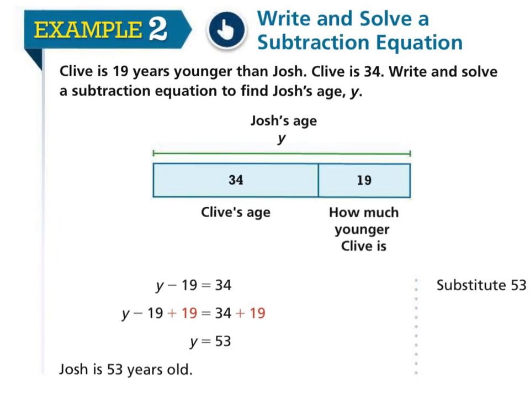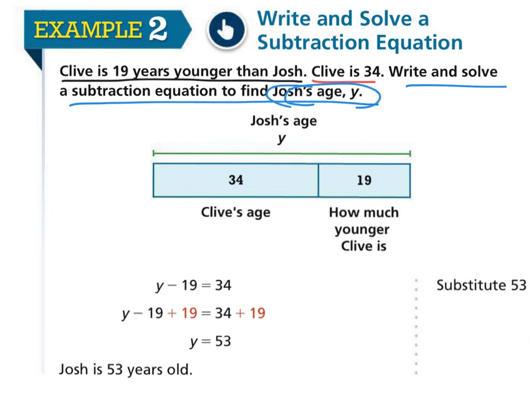Example 2, Clive is 19 years younger than Josh. Clive is 34. Write and solve a subtraction equation to find Josh's age y. So Josh's age is y. There's different ways of doing this. What they said is y minus 19 equals 34. Y minus 19 because Clive is 19 years younger than Josh. Clive also is 34. So those are equivalent to each other.